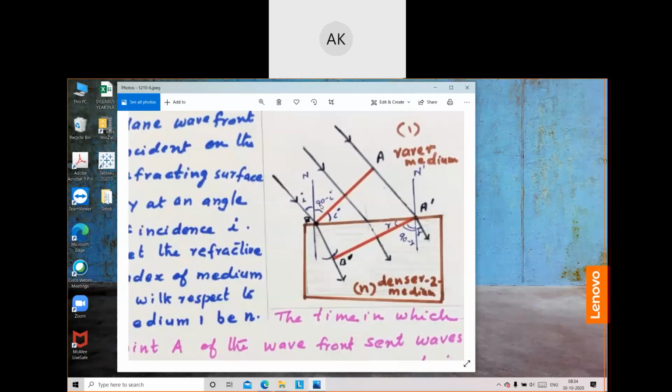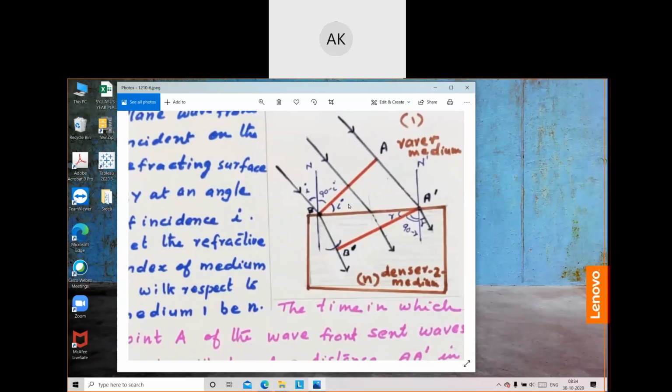And the wavefront is perpendicular to the rays of light. So this angle will be 90 minus i, as we have done before. Here, this is the refracting surface, and that is making an angle 90 degrees with the normal. So if this is 90 minus i, this will be i, because the total is 90: 90 minus i plus i. If this is 90 minus i, the remaining angle will be i, as we have done in the reflection case.